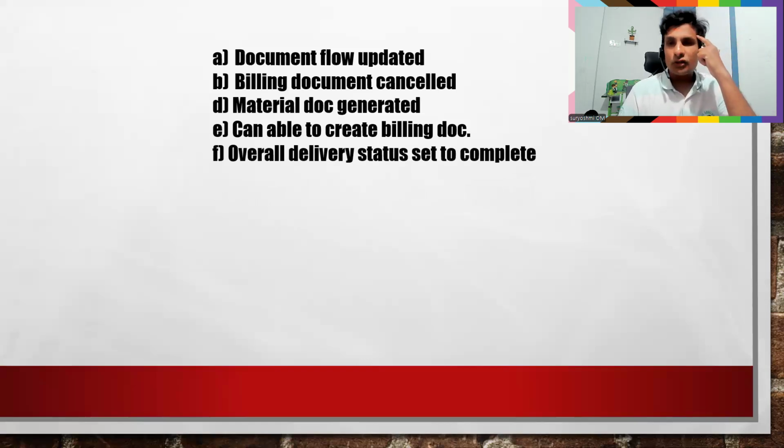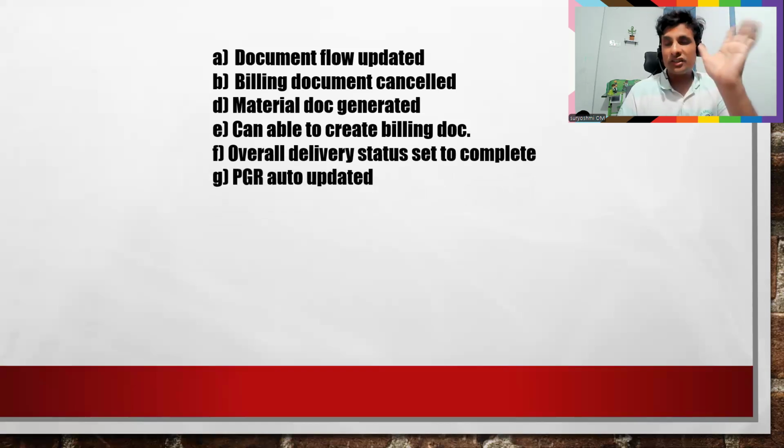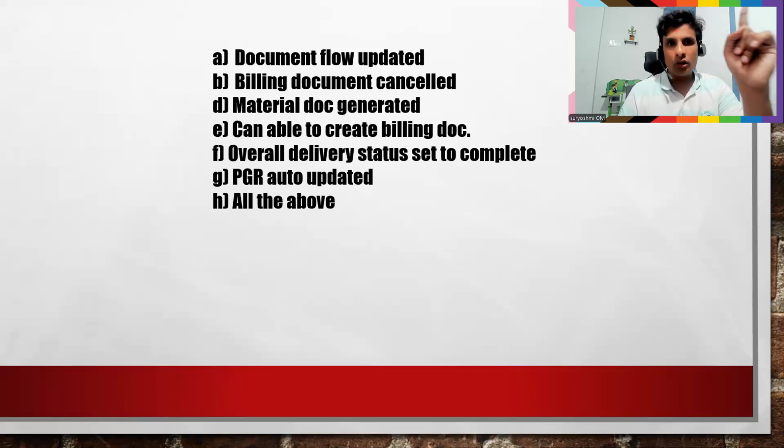Overall, delivery status set to complete. It is absolutely wrong. Why? Because at header and item level you have a billing status that is still open, so it cannot be completed. PGR auto updated. This is to create confusion. That's wrong. All of the above, anyhow, is a wrong answer. The answer is A, document flow updated. D, material document generated. E, can create billing document. The rest are all wrong answers.